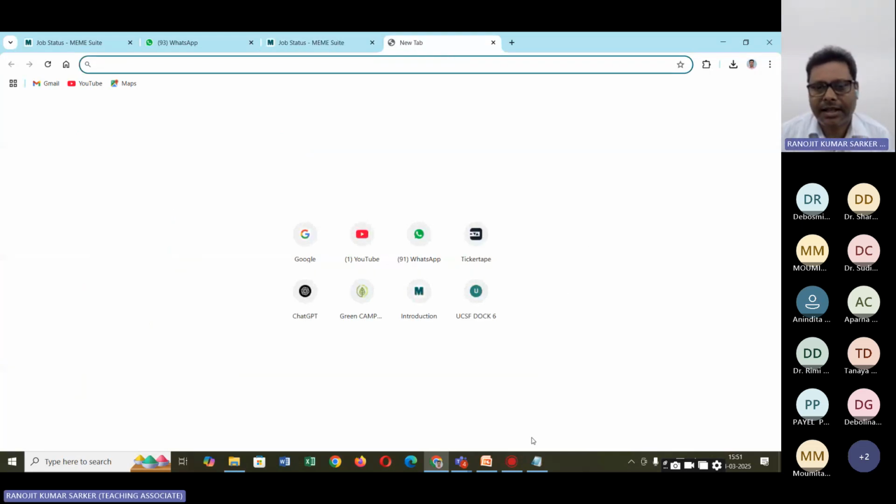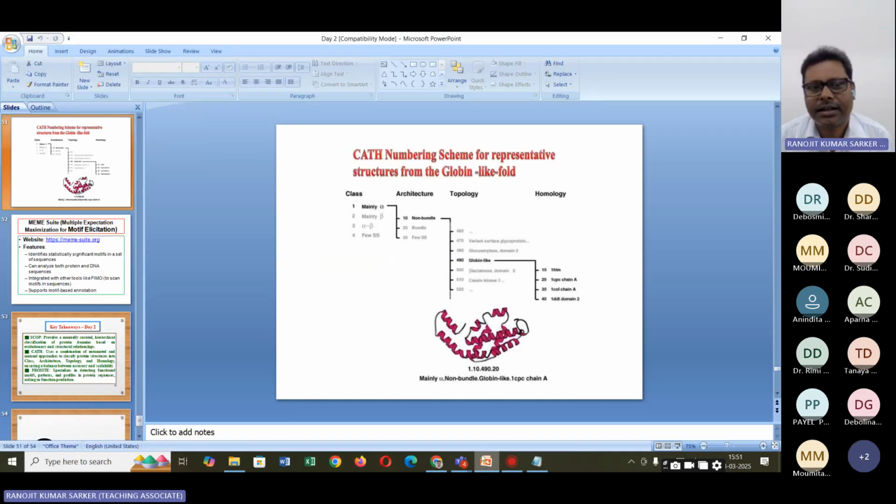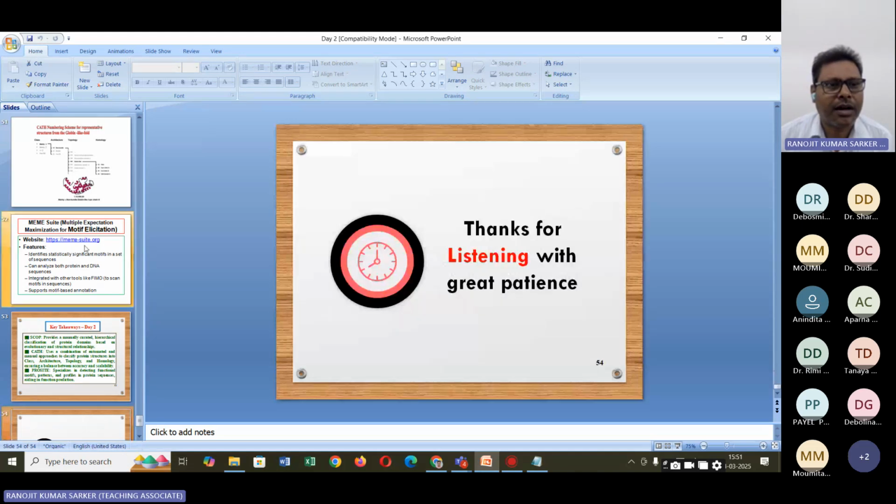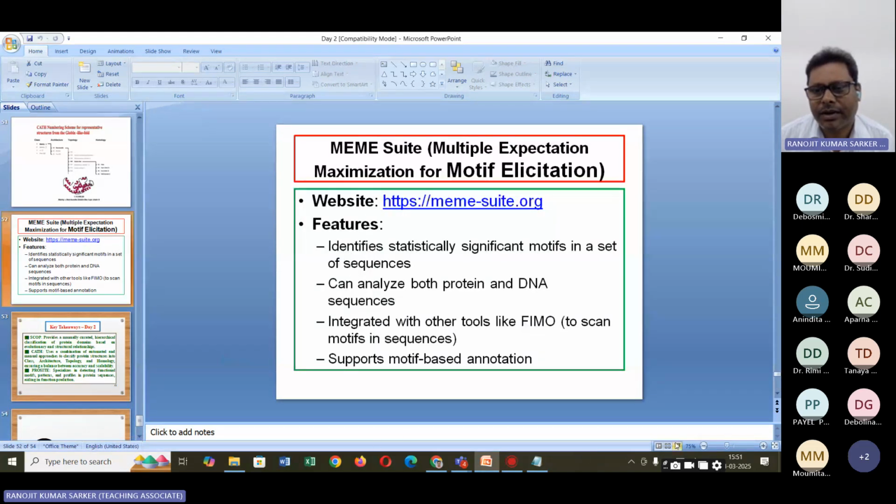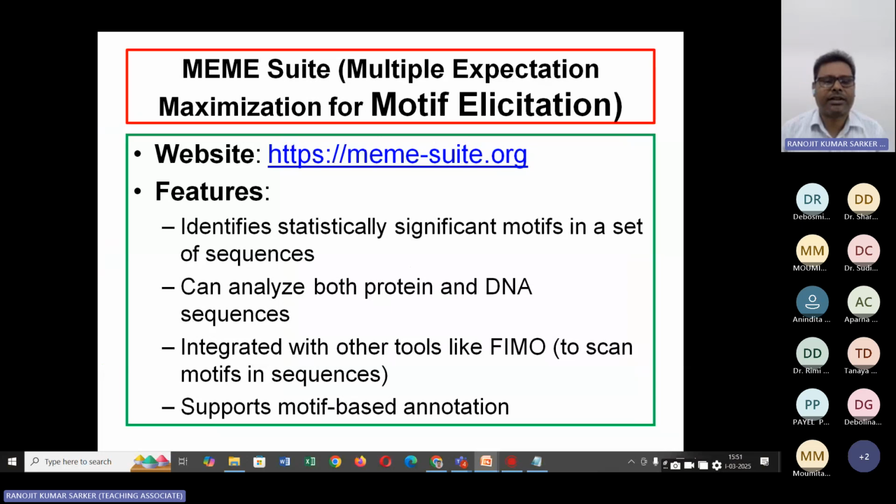Now the next one: say you have a protein sequence. You have found a protein and you have sequenced it in a case of disease. Now you are interested in finding some motifs. So how can we get that, right?